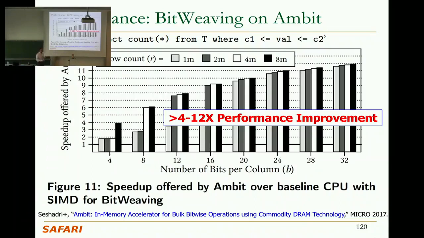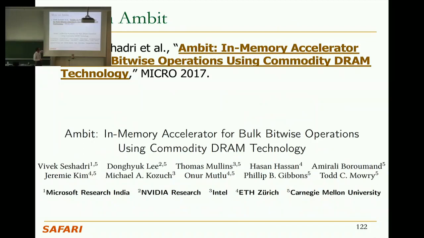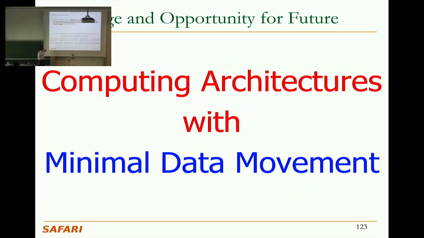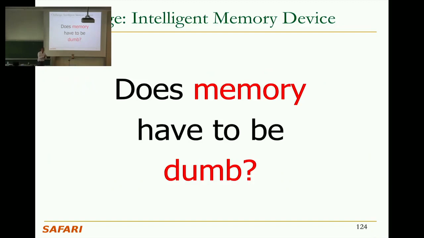And this was where the idea was initially proposed. This is actually the complete idea, if you're interested in reading that. We have another paper that talks about a broader view, but I don't have it over here. Essentially, we would like to have a computing architecture with minimal data movement. And I will finish this particular portion with this question: does memory have to be dumb? I think these results show that with minimal changes to memory, you can benefit a lot.